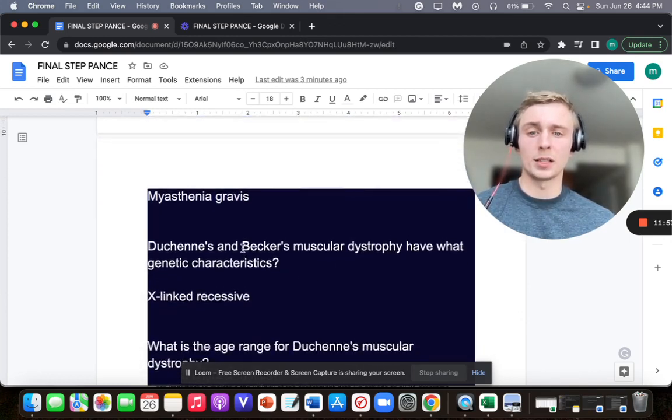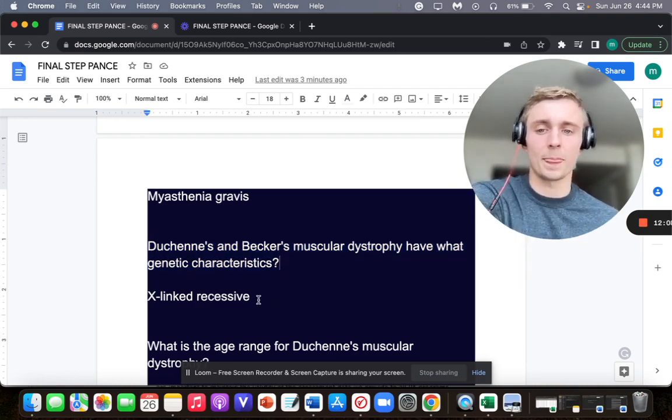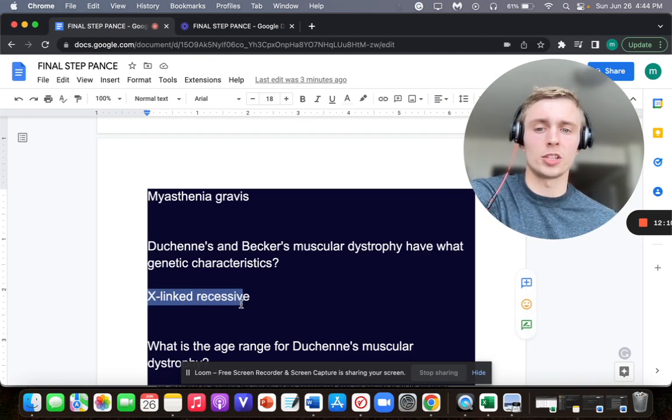Duchenne's and Becker's muscular dystrophy have what genetic characteristics? It's going to be X-linked recessive, importantly, for Duchenne's and Becker's muscular dystrophy.